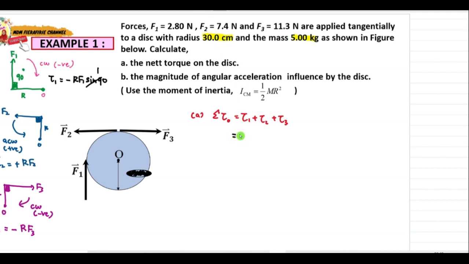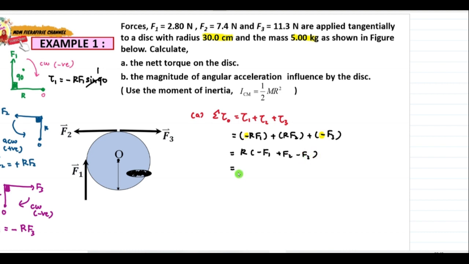So torque 1 is equal to negative RF1, torque 2 is RF2, and torque 3 is negative RF3. Okay, so positive and negative is important, otherwise the total torque will be wrong. So we substitute here. You can also factorize R. So it becomes R times negative F1 plus F2 minus F3.